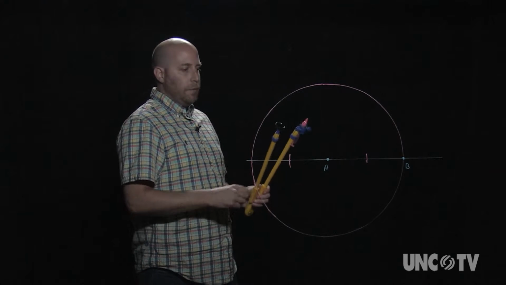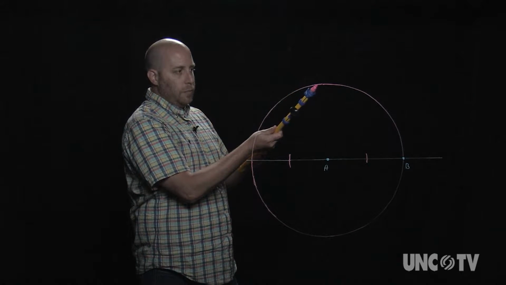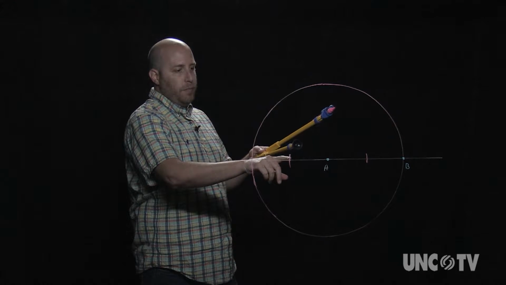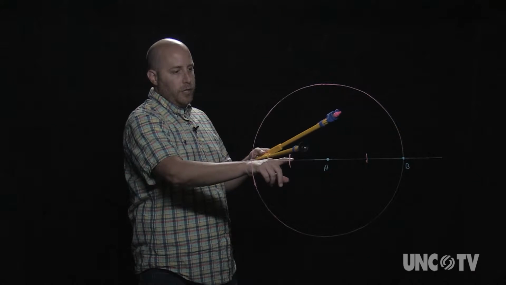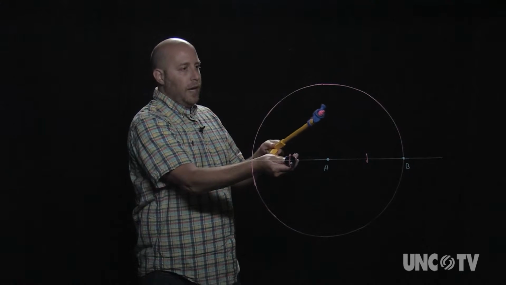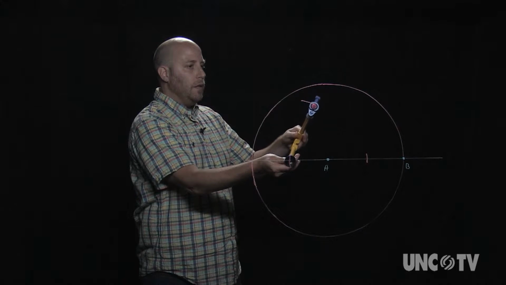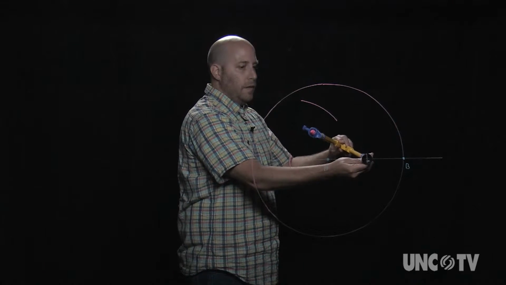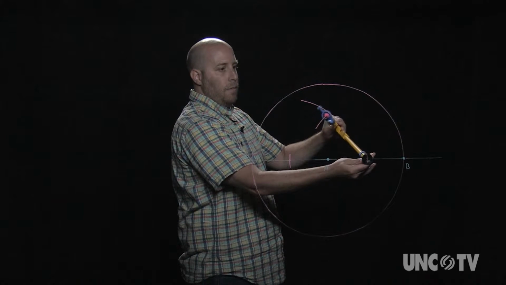What I want to do is take my compass, extend it a little bit larger, and I want to put the tip of my compass at the intersection of my tick mark and my line, and I'm going to make 2 sweeping arcs that go above point A.